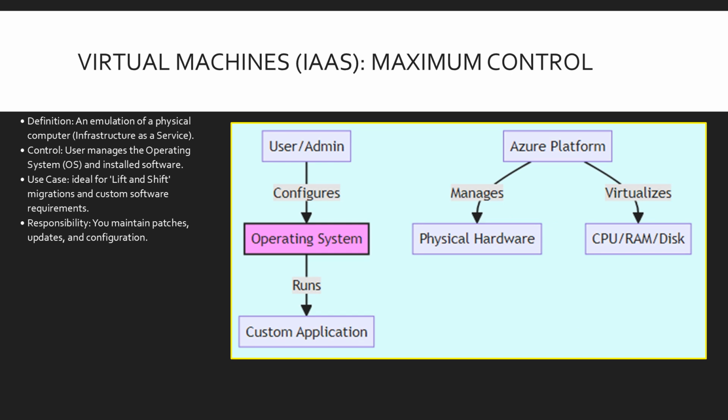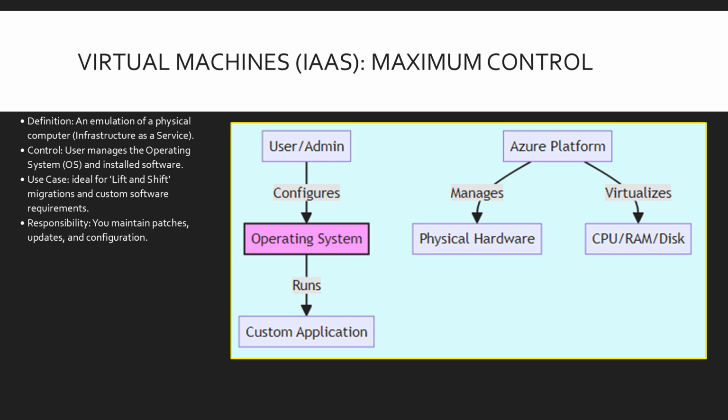Let's start with virtual machines, or VMs. A VM provides infrastructure as a service, IaaS, giving you a virtualized server that behaves just like a physical computer. The primary benefit here is total control. You have full access to the operating system, allowing you to install custom software, configure networking exactly how you want, and manage security settings. This makes VMs the ideal choice for lift and shift scenarios, where you migrate an on-premises application to the cloud without rewriting code. However, this control comes with responsibility. You are responsible for patching the OS and maintaining the environment.